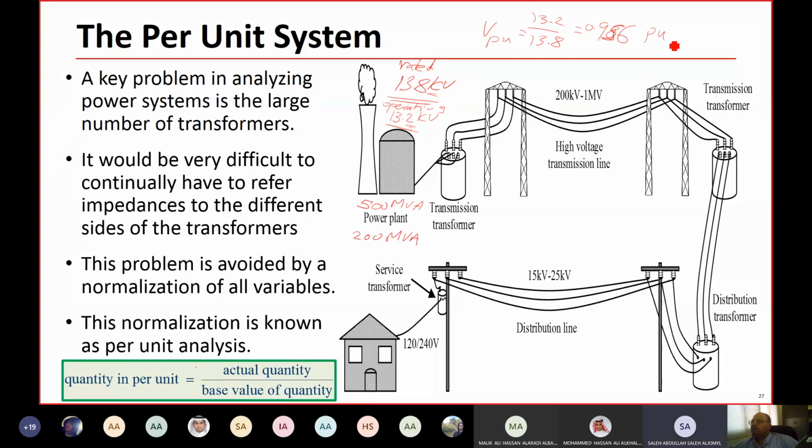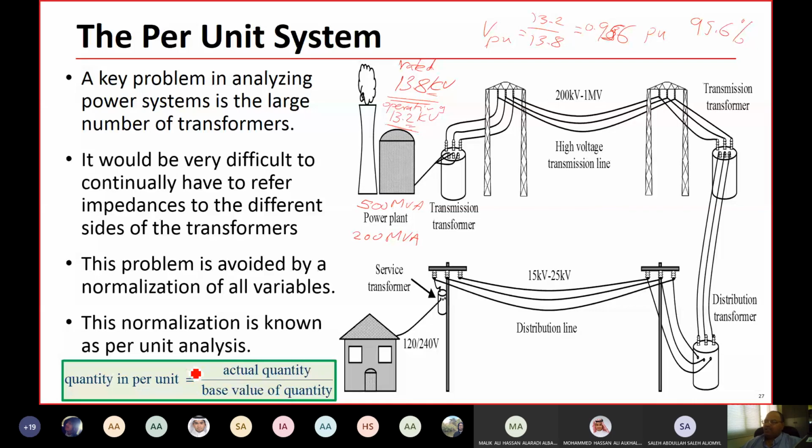0.956 per unit. Yes. Yani, you can say the voltage is 95.6%. The per unit is like a percentage value. Okay. So this is the way to get the per unit quantities. You divide the actual quantity over the base value.